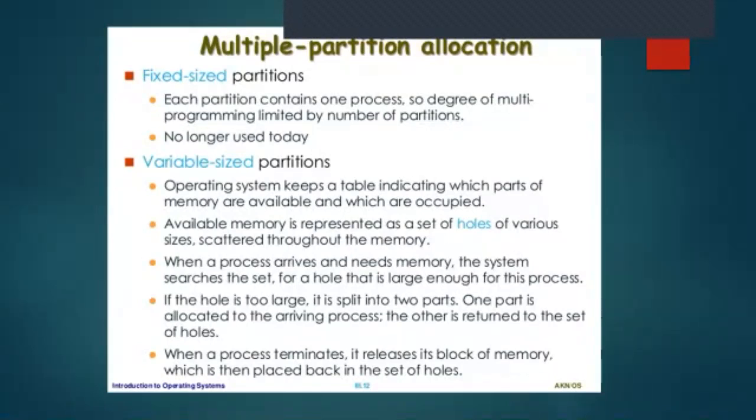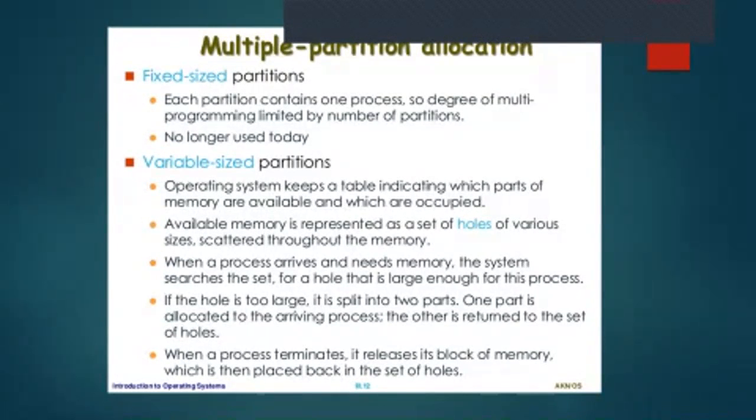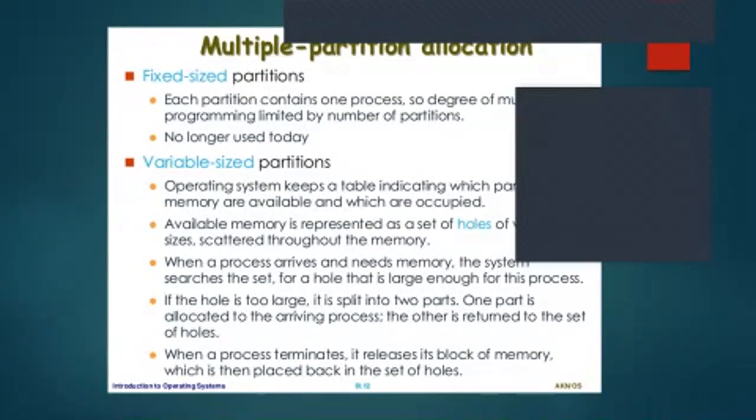When a process arrives and needs memory, the system searches the set for a hole that is large enough for the process. If the hole is too large, it is split into two parts. Suraj, I think this was the situation you were asking about. One part is allocated to the arriving process and the other part is returned to the set of holes. That means a large chunk of memory can be divided into one bigger part and another smaller one.